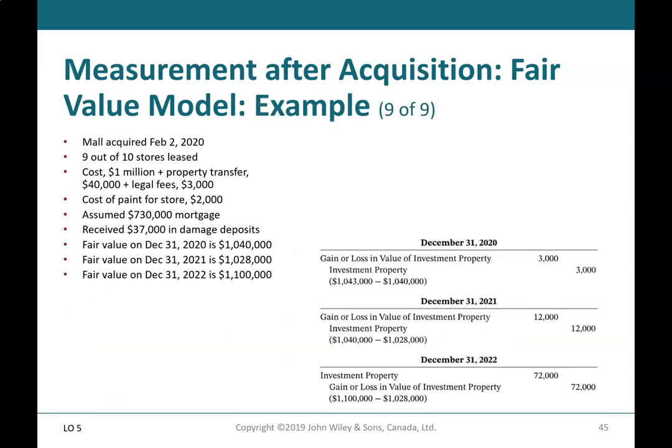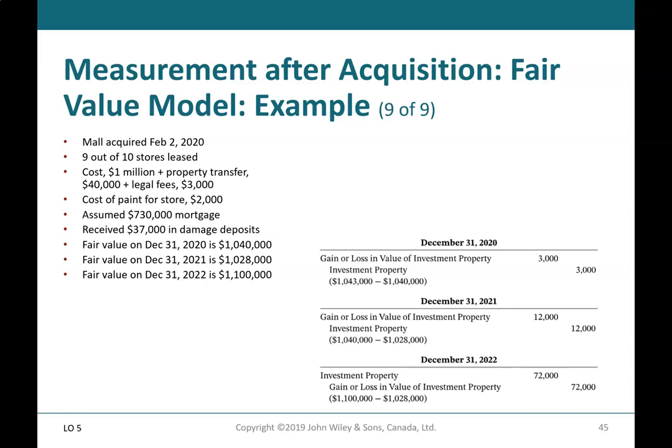model. Measurement after acquisition, fair value model, example 9 of 9. Mall acquired February 2nd, 2020, 9 out of 10 stores leased. Cost is $1 million plus property transfer tax of 40,000 plus legal fees of 3,000, cost of paint for store 2,000, assumed $730,000 mortgage, received 37,000 in damage deposits.